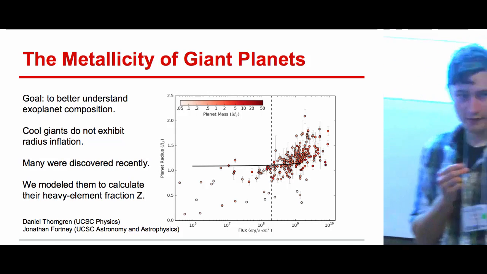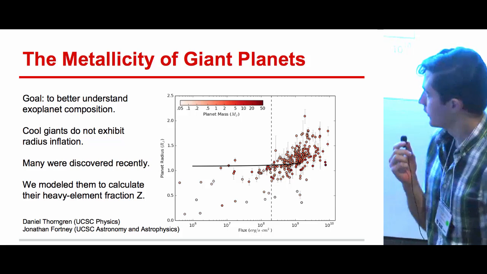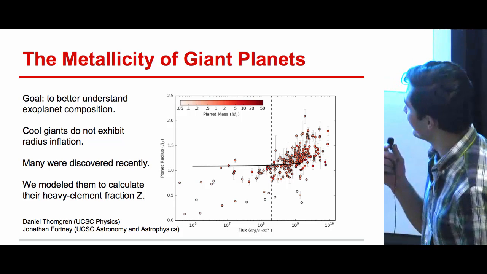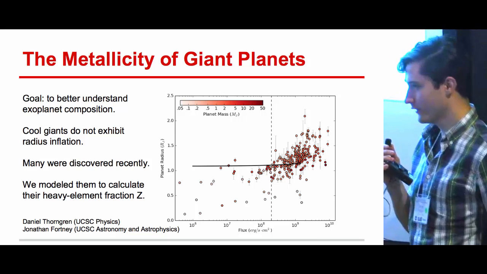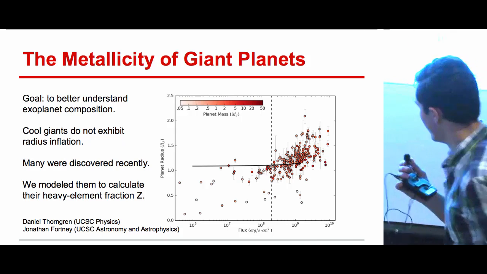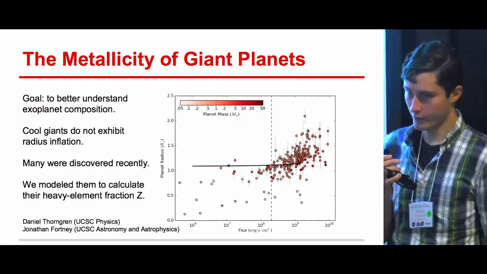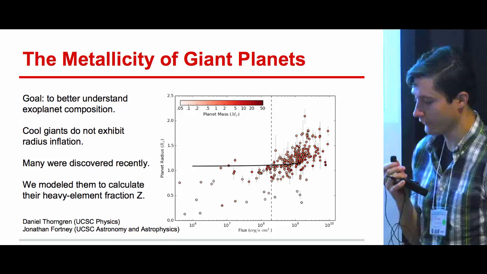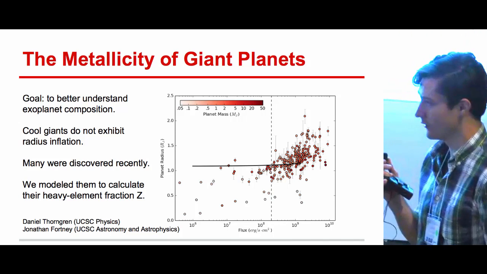Hi, I'm Daniel Thorngren, and I'm from UC Santa Cruz. And I have been doing structure evolution models of giant planets to try and figure out their bulk metallicities, which is to say how much heavy elements by mass are inside them. I've been focusing my models on the cooler giants because in those planets, the radius inflation effect is not occurring to a substantial degree, so I don't have to make any assumptions about how that effect works, which is great because I have no idea what I would assume.